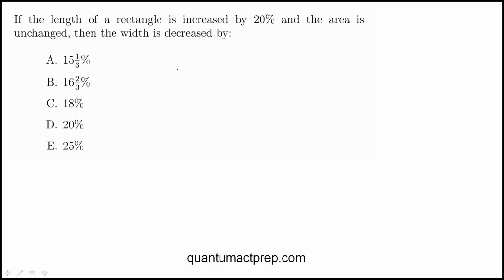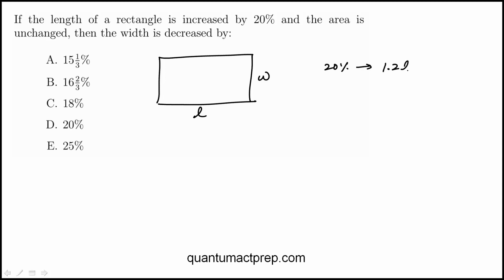So there are two ways to do this problem. The first one is what I would call the algebraic approach. I'll just label the length as L, width as W. We're told that the length is increased by 20%. So that means the new length would be 1.2L, because it's really L plus 20% of L. And that's 0.2L, and that becomes 1.2L. So I recommend that you're comfortable doing this in one shot.